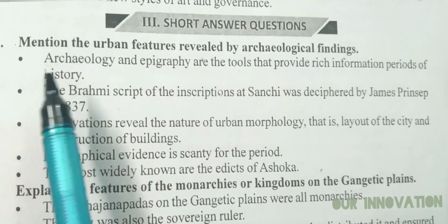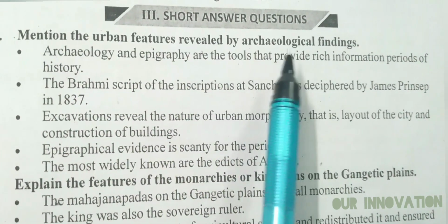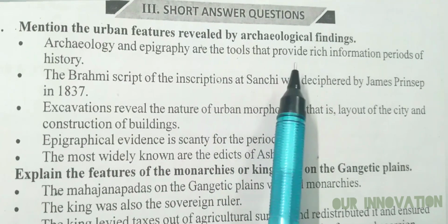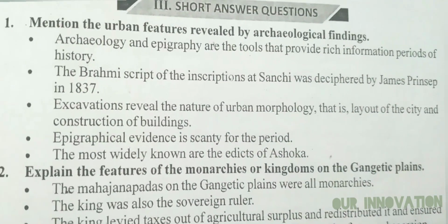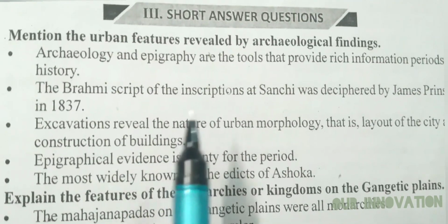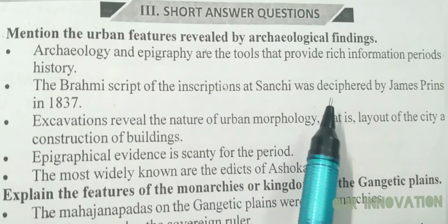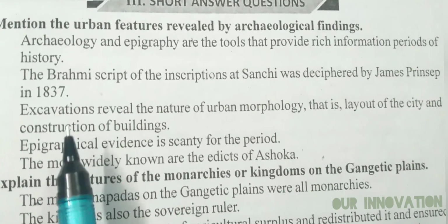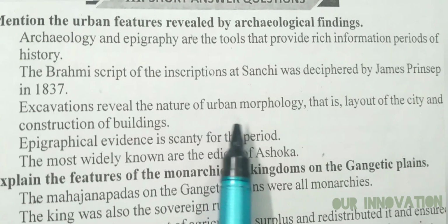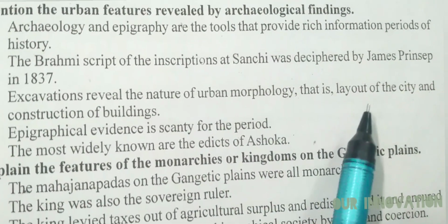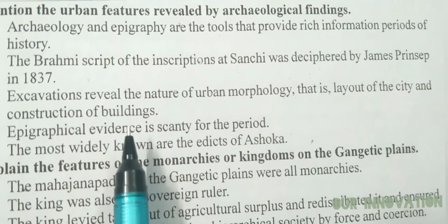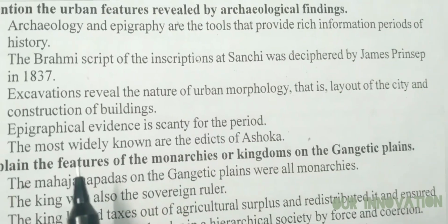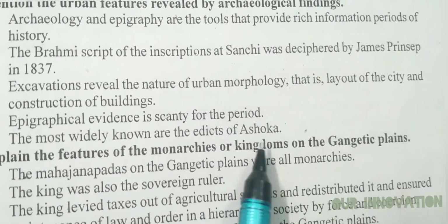Short answer. Mention the urban features revealed by archaeological findings. Archaeology and epigraphy are the tools that provide rich information on periods of history. The Brahmi script of inscription at Sanchi was deciphered by James Prinsep in 1837. Excavation revealed the nature of urban morphology, that is, the layout of the city and the construction of buildings. Epigraphical evidence is scanty for the period, the most widely known being the Edicts of Ashoka.